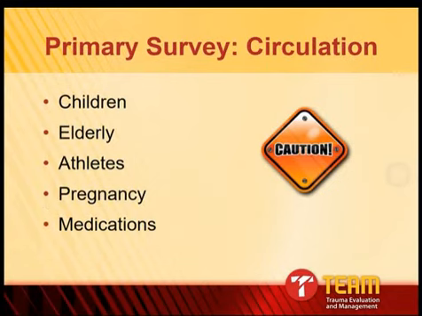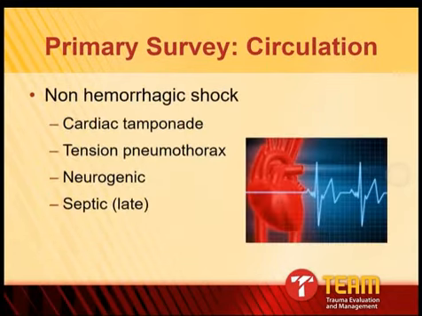Circulation, again, is a little different for all of these various reasons. Reasons for non-hemorrhagic shock include cardiac tamponade, which we will identify on ultrasound, because all that cute stuff when you say they had muffled heart sounds is probably lovely on the floor or somewhere else, but in a shock room when 30,000 people are yelling, you're not going to hear muffled heart sounds. You barely hear heart sounds at all. Tension pneumothorax certainly can cause non-hemorrhagic shock, as can neurogenic shock and septic shock.